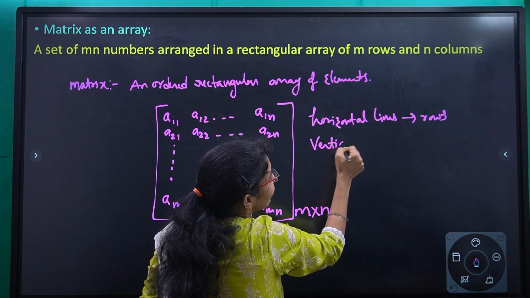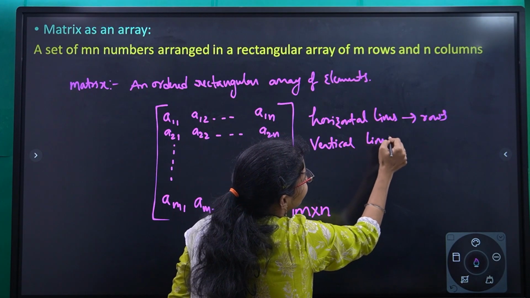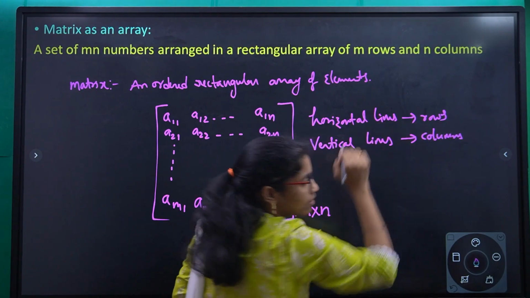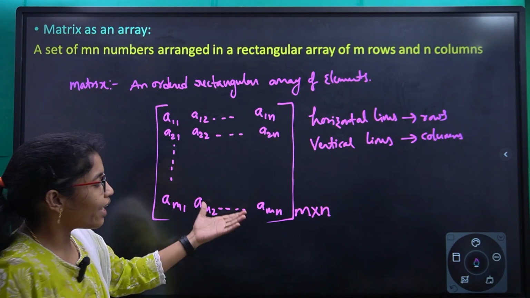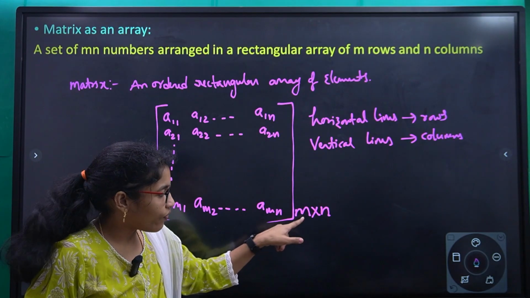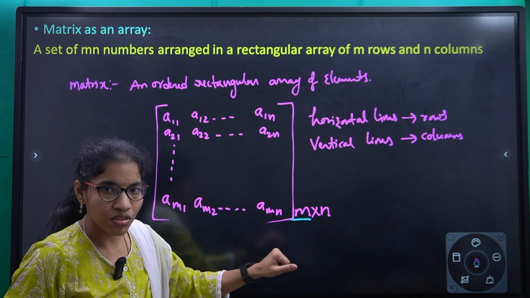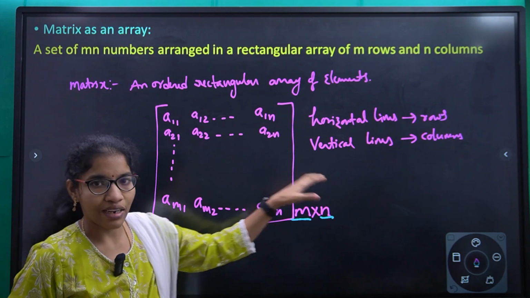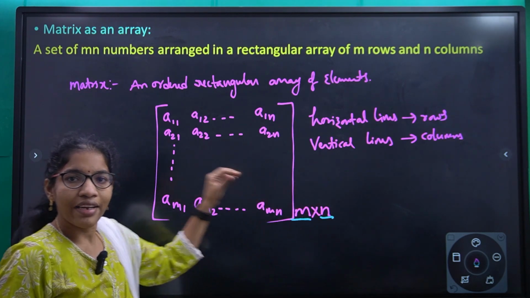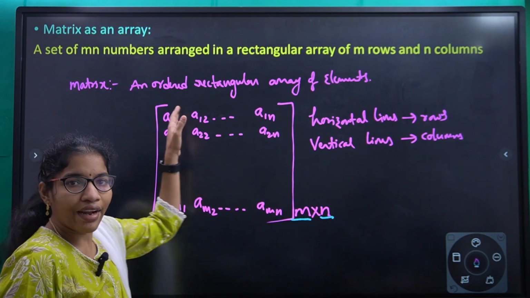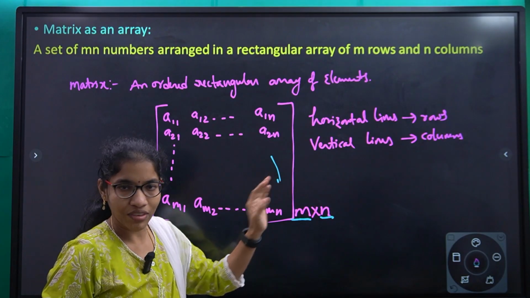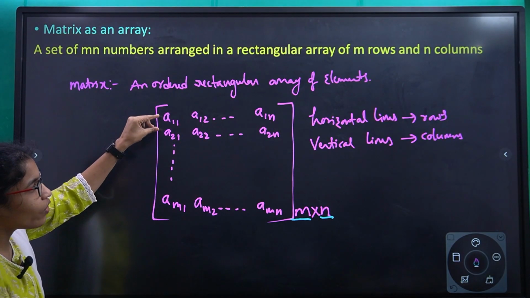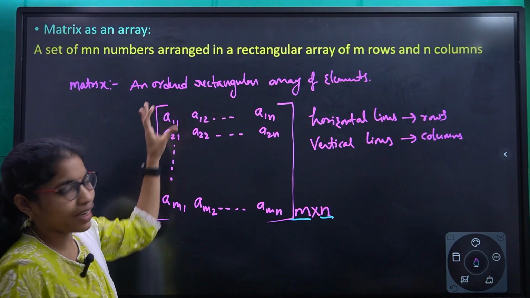So vertical lines represent the number of columns in a matrix, right? So here m by n: the first one represents the number of rows and the second one represents the number of columns. If it is n by m, you have to take n rows and m columns. Clear? So here we have A11, A12, A1n like this, right?